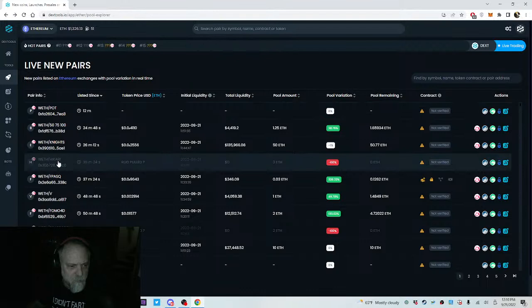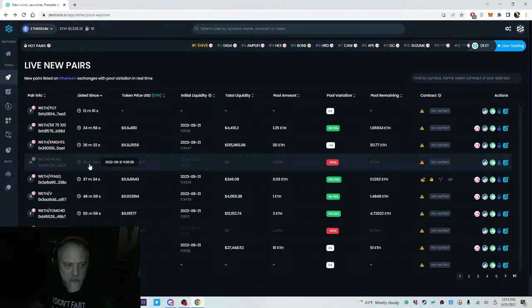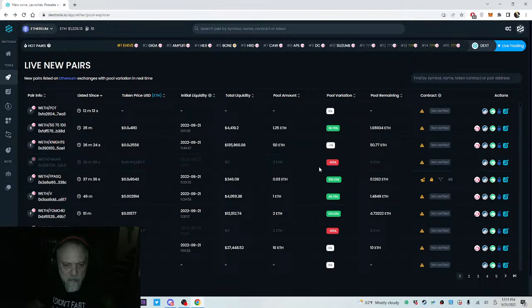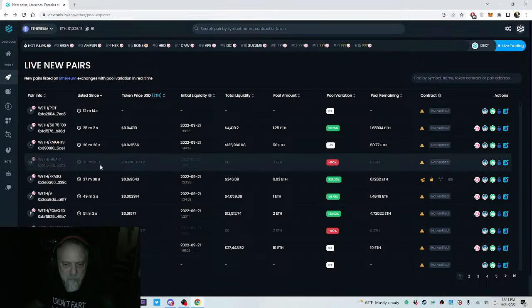Hikari is 100% pool variation. This one started out with 3 Ether. It started out 35 minutes ago, 35 and a half, but the team started this token and then pulled all the liquidity, i.e. it's a rug pull.